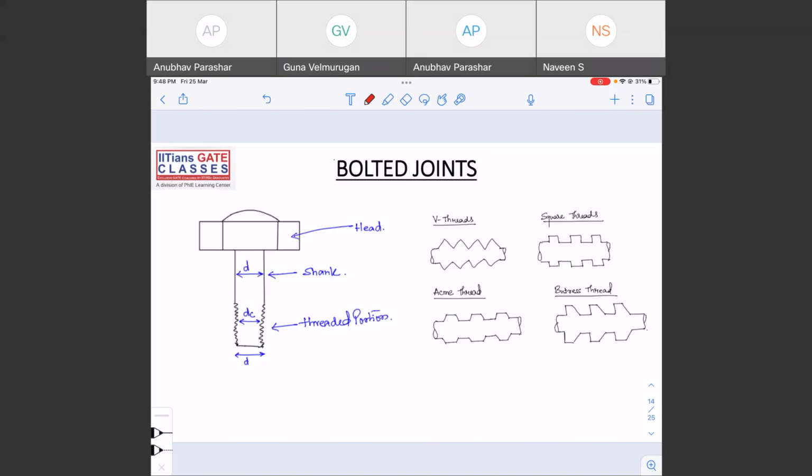Now, if I say bolted joint, this is the shank of the bolt, this is the threaded portion, and this is the head. The diameter of the shank is D. This is also known as the nominal diameter or major diameter. DC is the core diameter, or minor diameter. You can see DC here, and you can see D here.